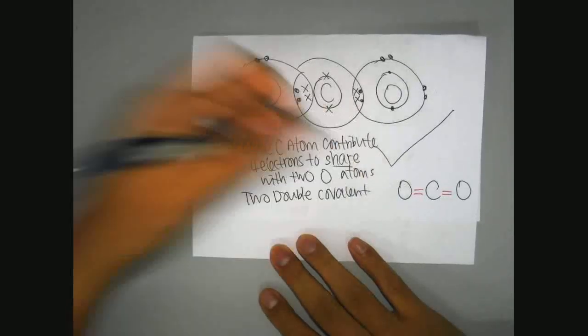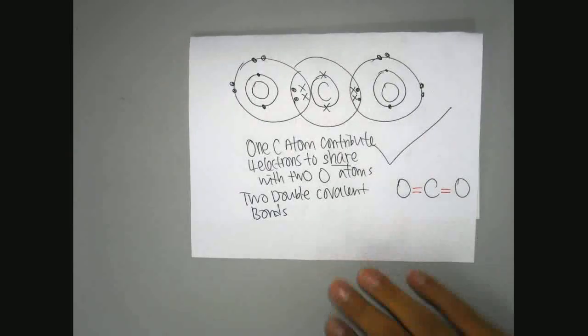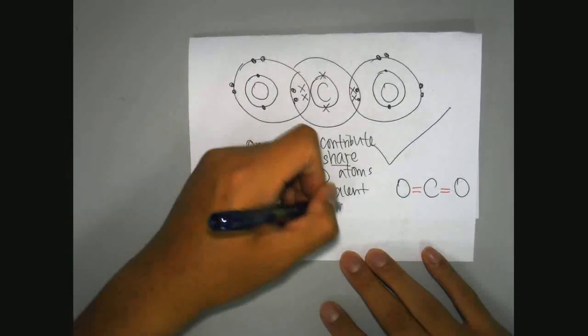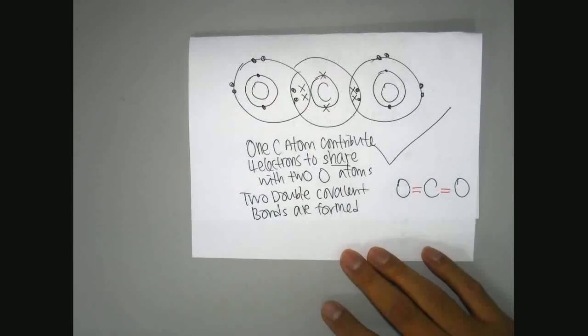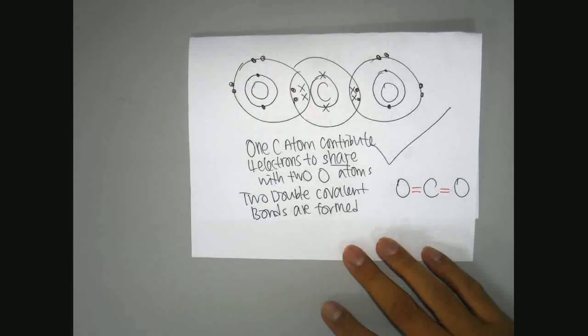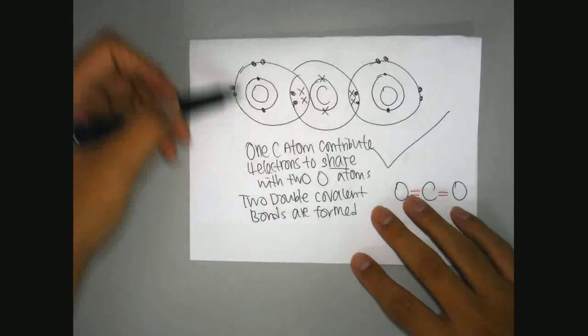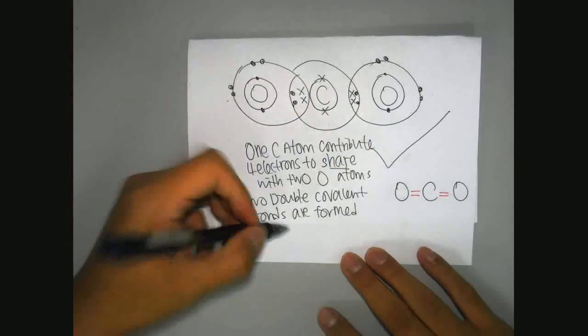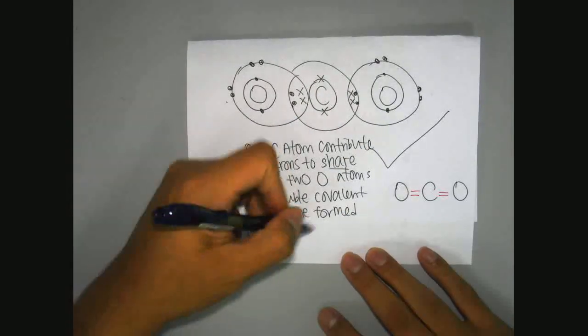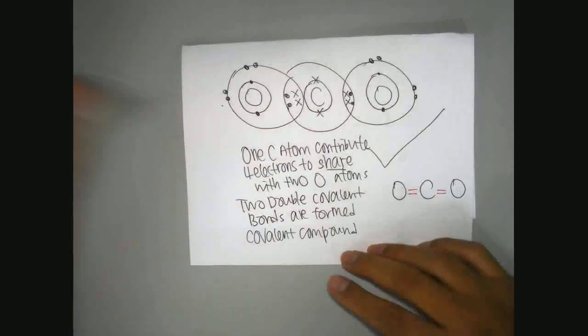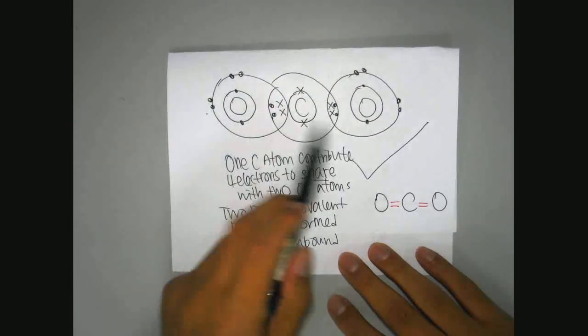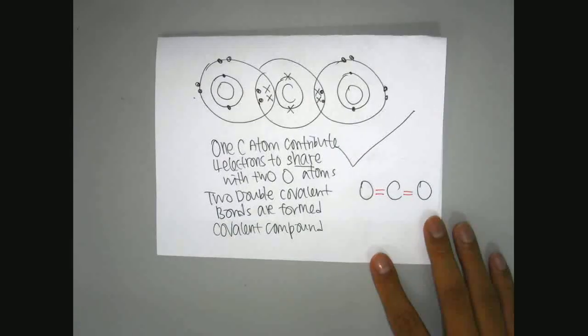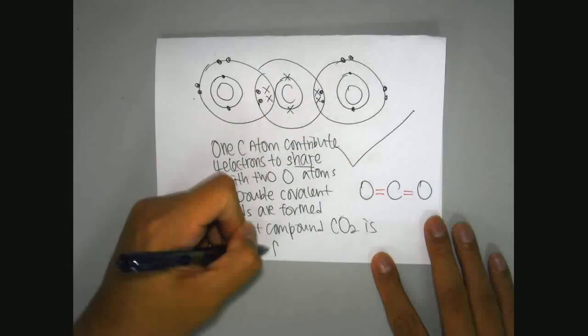So 2 double covalent bonds are formed. When we form 2 double covalent bonds, at the end of the day, this whole thing is formed by covalent bond, so this whole substance is called a covalent compound. The final formula for the covalent compound, you can count here yourself, is CO2, or you can refer back to the one that is CO2. So our final covalent compound has the formula CO2.